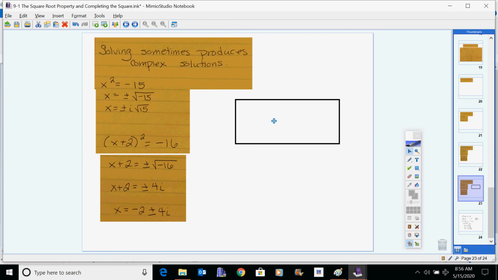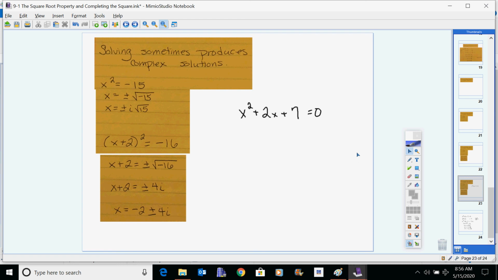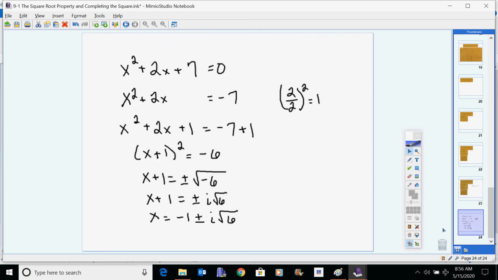Okay, this one, just one more for you to practice. Try this one, put it on pause, do it by completing the square, and then we'll talk about the answer. Okay, now that you've done that, we can talk about the answer. We have to take the 7, leave a gap, 2 divided by 2, 1. x plus 1 squared, then plus or minus the square root of 6, the i comes out, and then subtract 1 from both sides, and you have your answer. All right, so that's that.